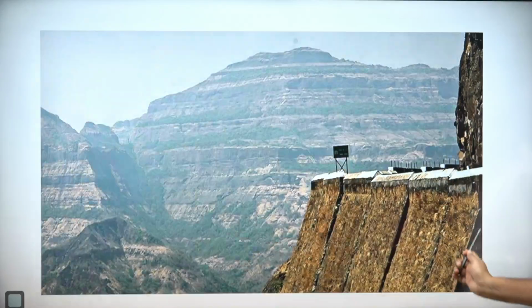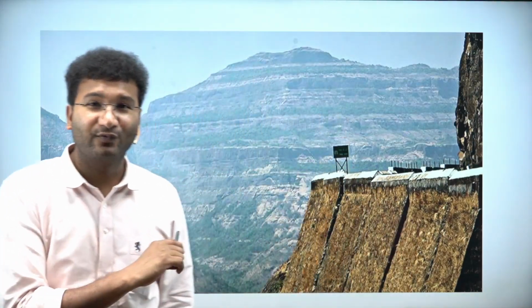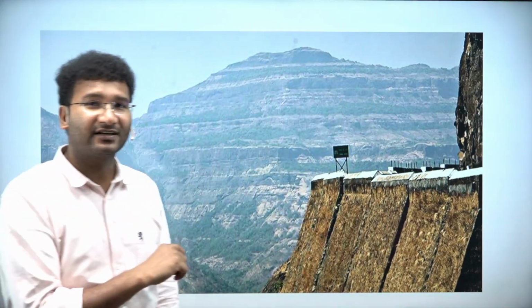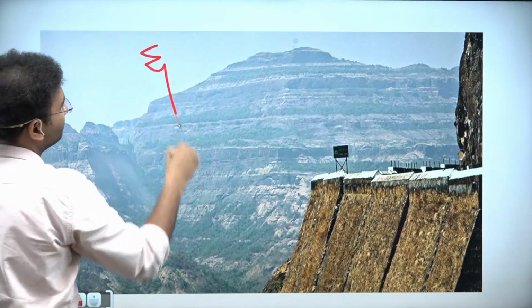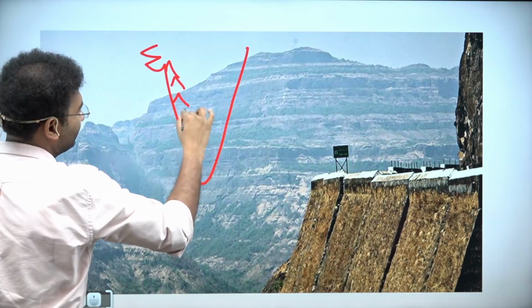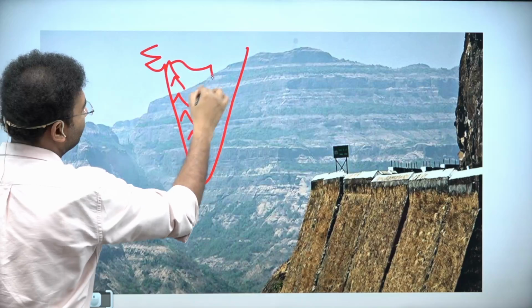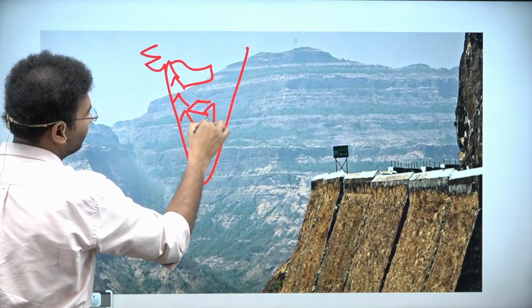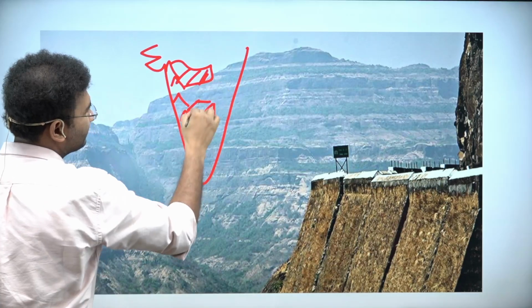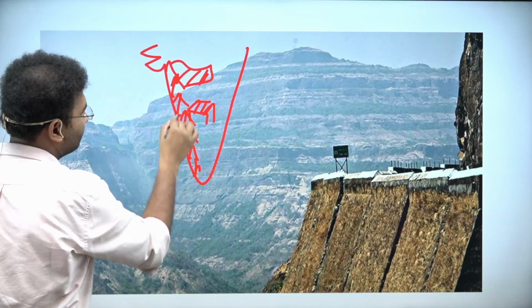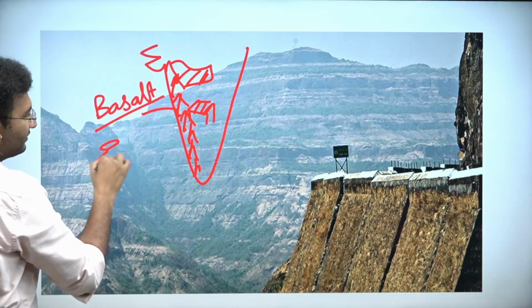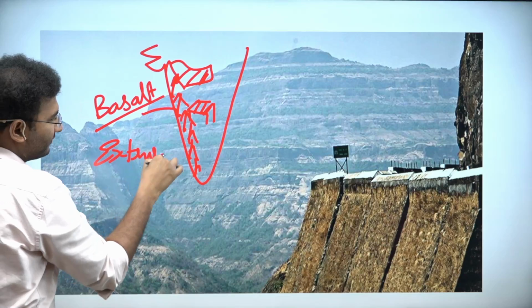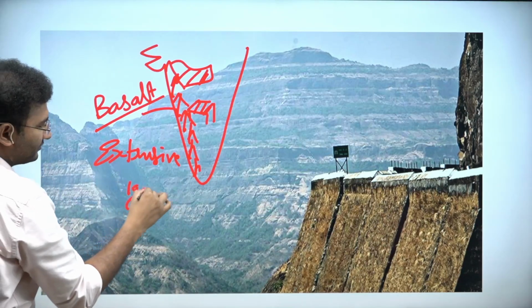And look here, if you can see this image, this is not the Himalayas, these are the Western Ghats. Western Ghats, where are they present? If this is your India, these are your Western Ghats, and this is your Maharashtra, this is your Deccan Plateau. So this entire region has basalt. These are extrusive igneous rocks.